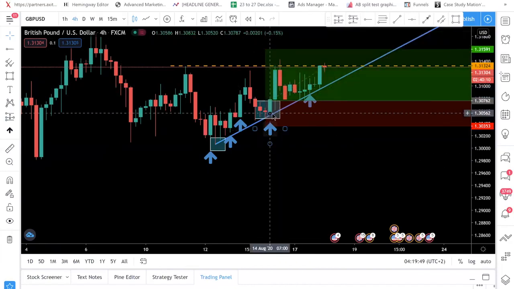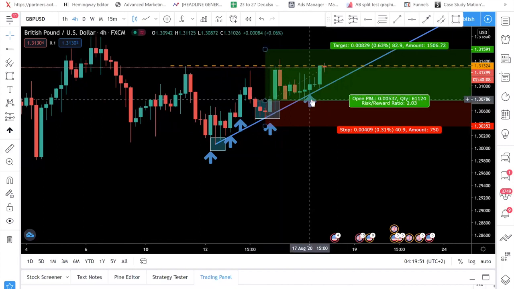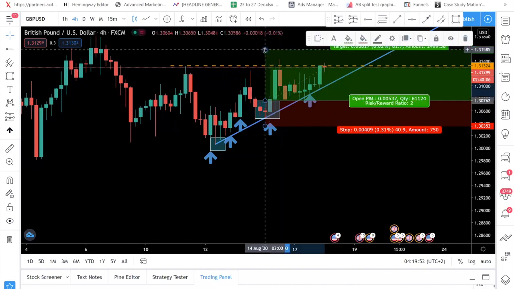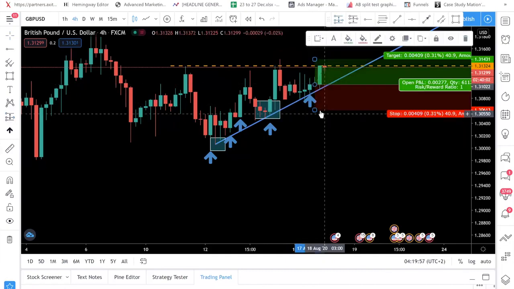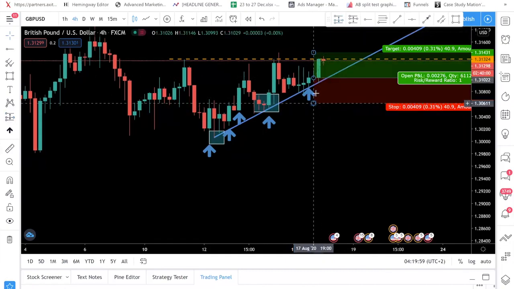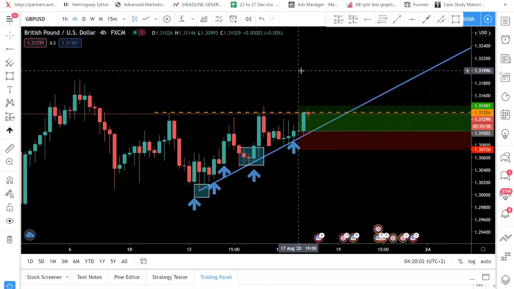You could have entered at this candle. You could have also entered at this candle. Let me just clear this and show you. You can enter something like this and place your stop loss just below the recent low, something like that, and then just go for the breakout. So you can see that there are multiple opportunities to enter this trade because there were multiple candles.